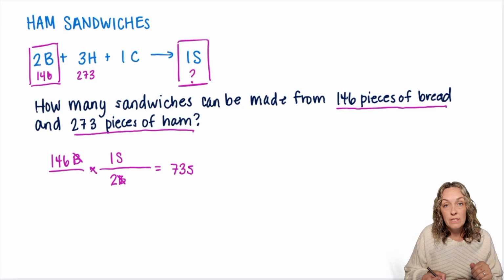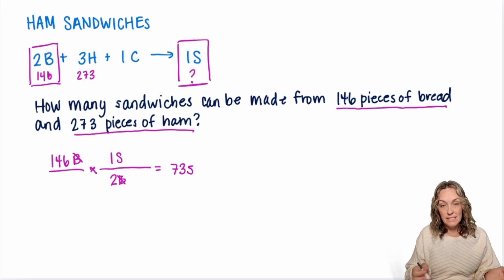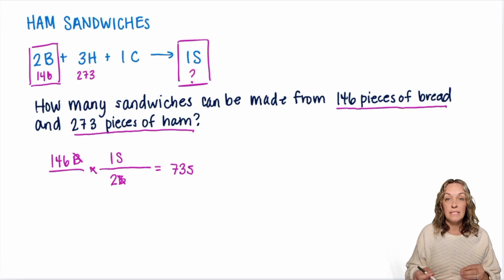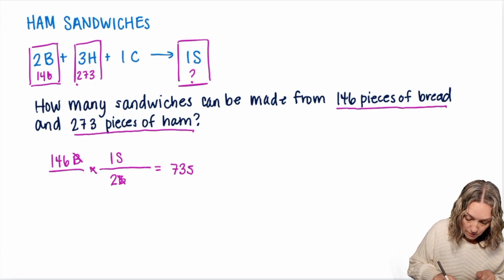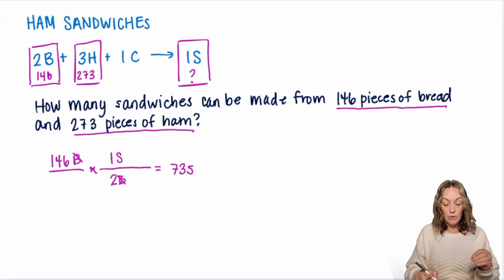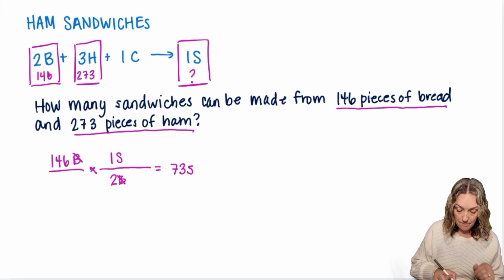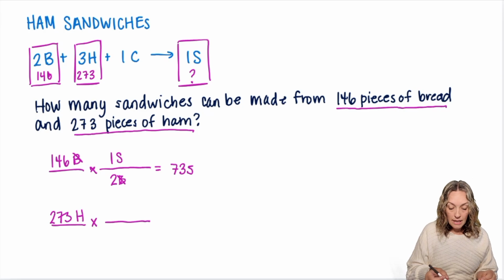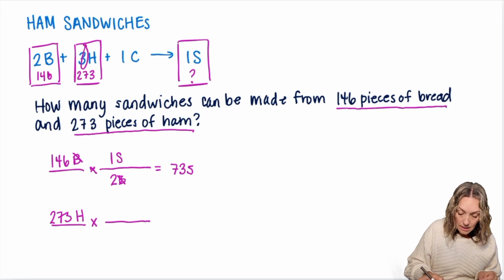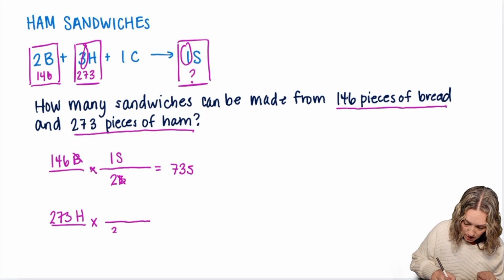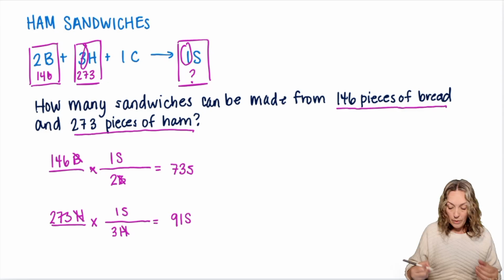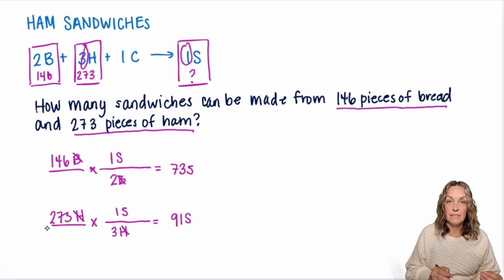But if the ham runs out first, I'm never going to be able to make 73. So we're going to do a second problem, and this time we are going to focus on the ham and figure out how many sandwiches we can make with 273 pieces of ham. I'm going to multiply, and now my ham and my sandwiches are a 3-to-1 ratio according to the balanced equation. For every 3 pieces of ham, I produce 1 sandwich. When I do the math, I find that I can produce 91 sandwiches with 273 pieces of ham.